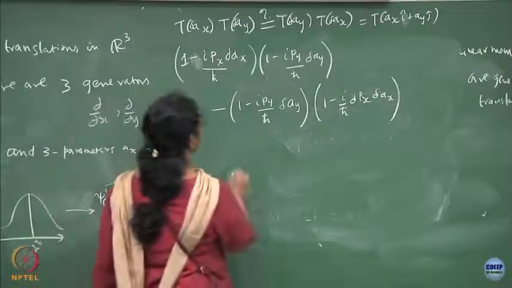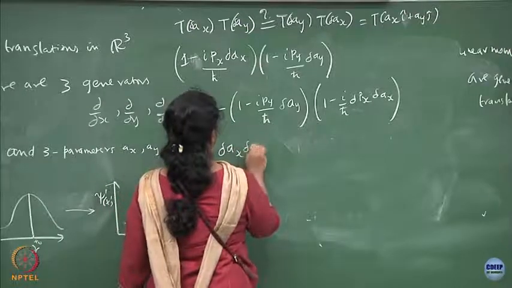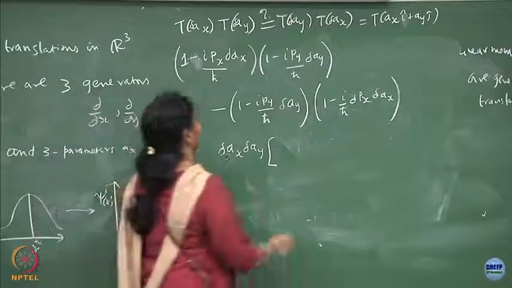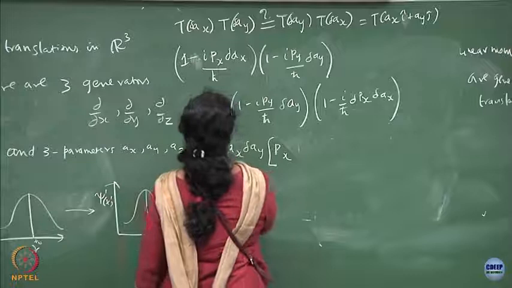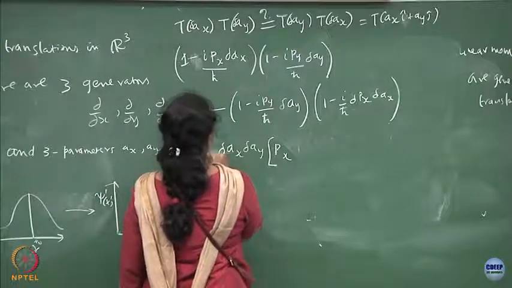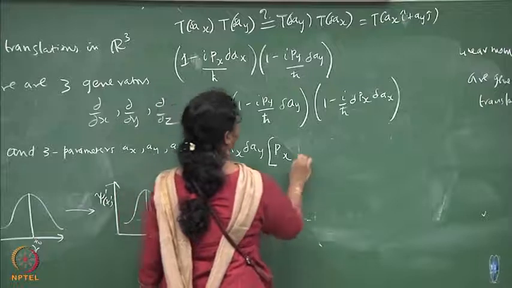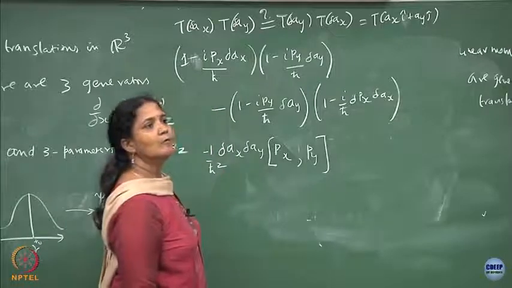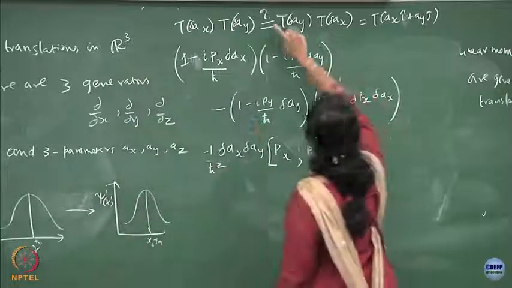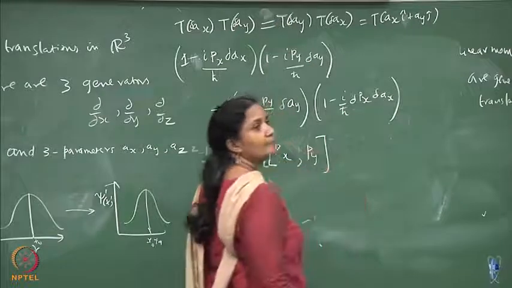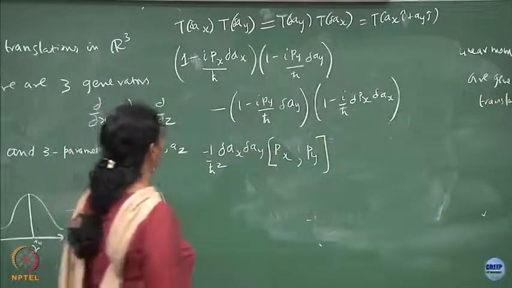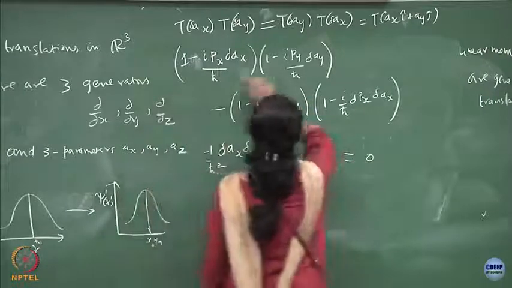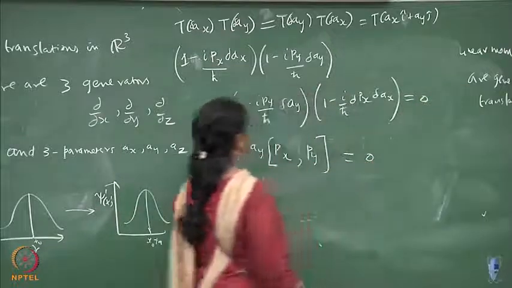What does this give us? I have already argued that this is equal to this. It is abelian, which means this difference has to be equal to 0. So, this one has to be equal to 0. So, what are we getting?